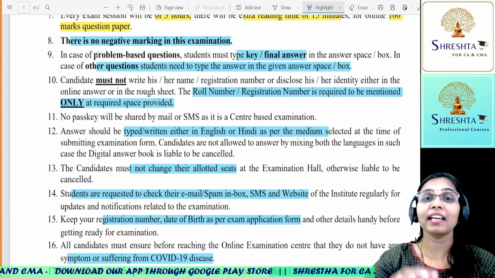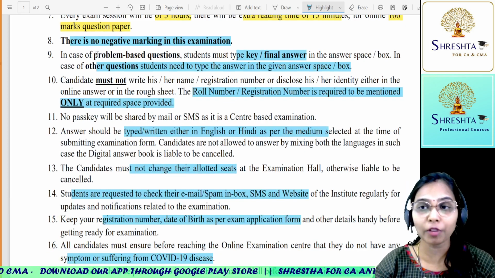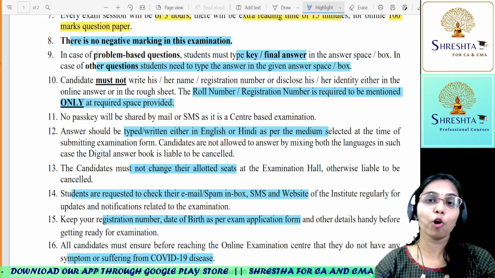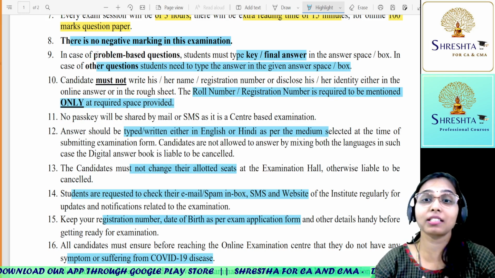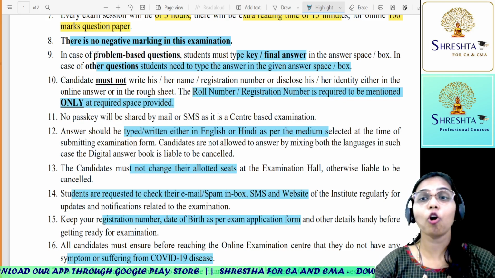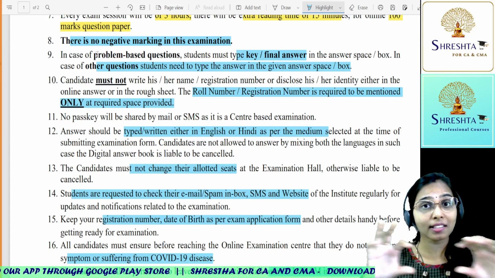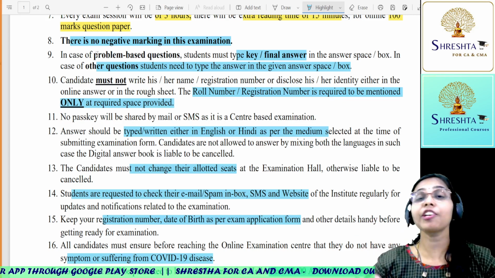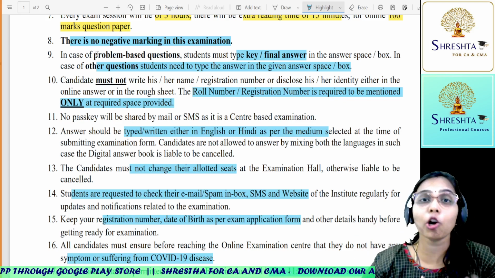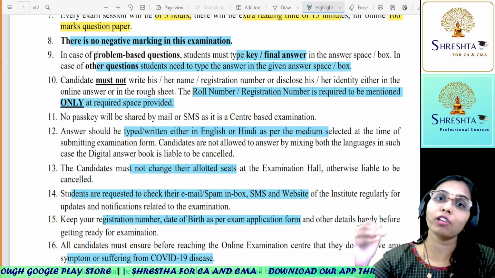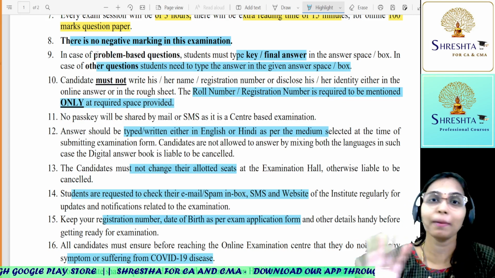Next, coming down, in case of problem based questions, there are students who have doubts that, ma'am, if there is problem based questions, then how do we go ahead? And so for that, this point 9 is important. Student must type key or final answer in the answer space. There will be answer space mentioned there. If you would have done your mock test, then I think you would have got a clarity of how our original examination will be conducted.